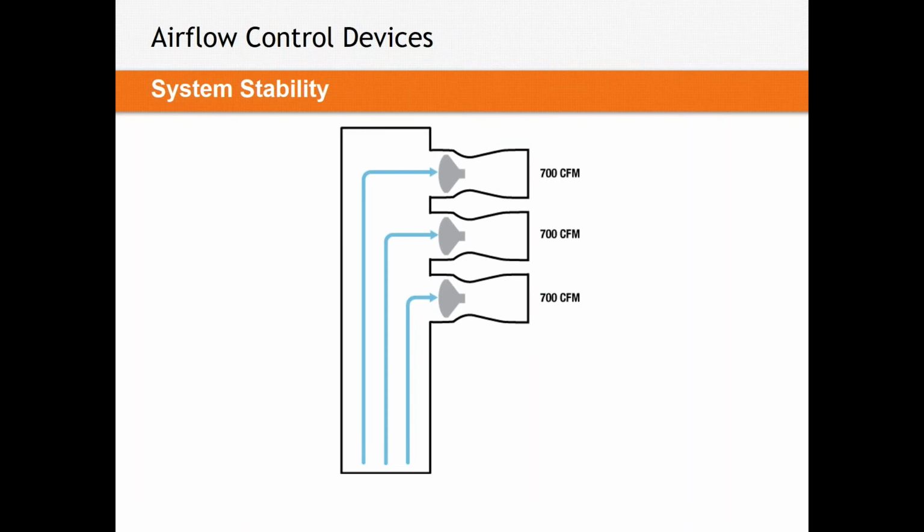Notice these aren't blade dampers anymore. These are Venturi valves. What happens when one of those fume hoods closes down to 200 CFM? What happens again when there's that instantaneous spike in pressure through the system? What will happen is nothing. The other two Venturi valves in the system will remain at that set 700 CFM at all times.